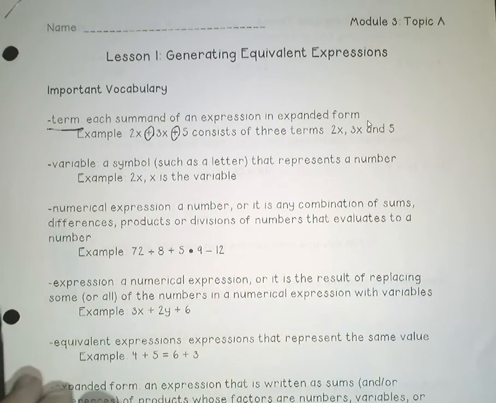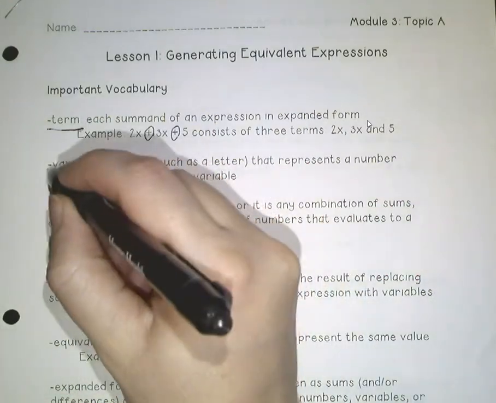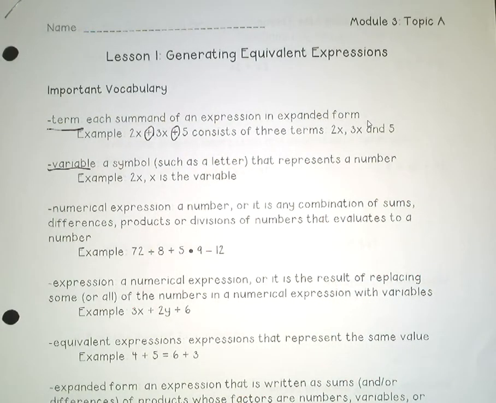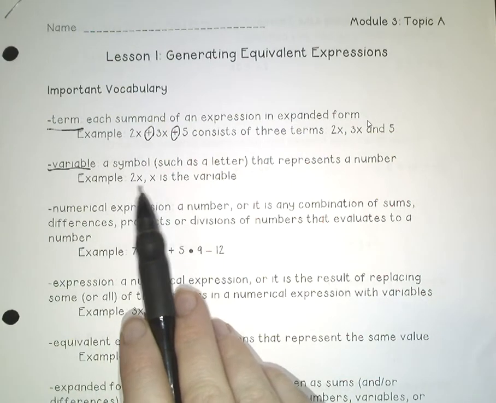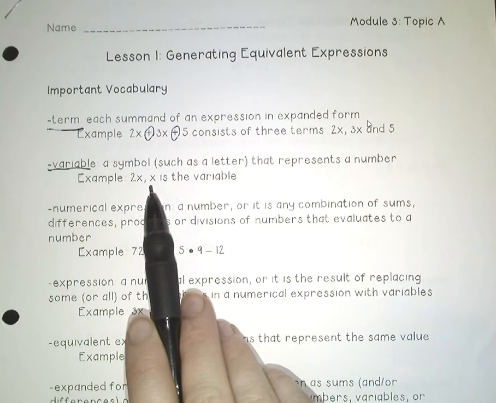Variable. Variable is a symbol. Usually it's a letter that represents a number. For example, in the term 2x, x is the variable. It's a letter that represents a number that we don't know yet, and sometimes we don't even need to find out. Just a letter.